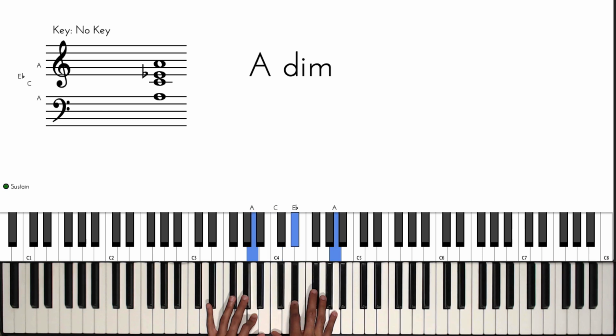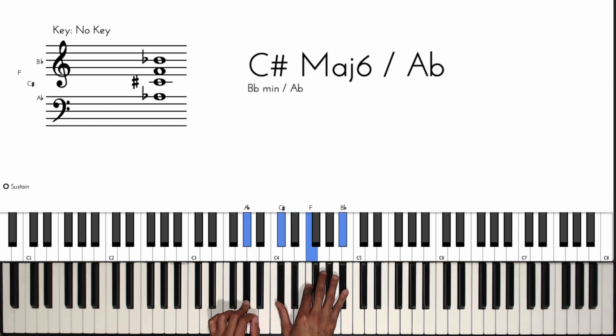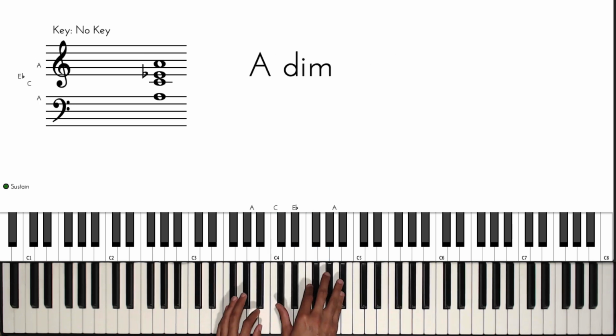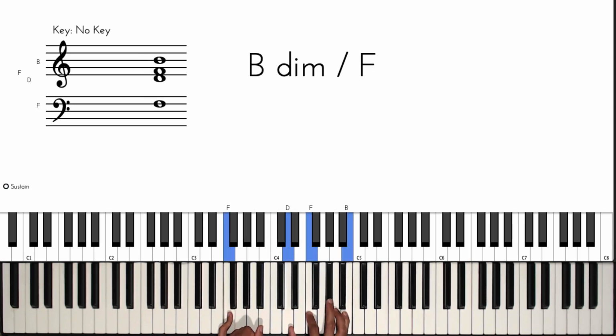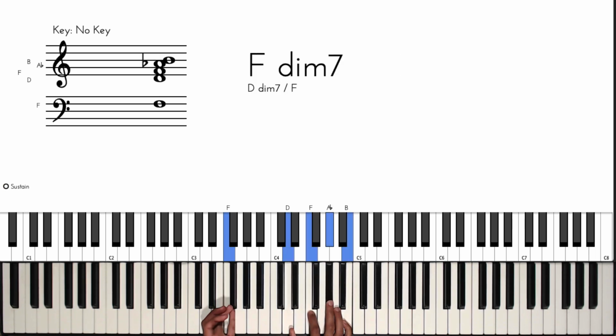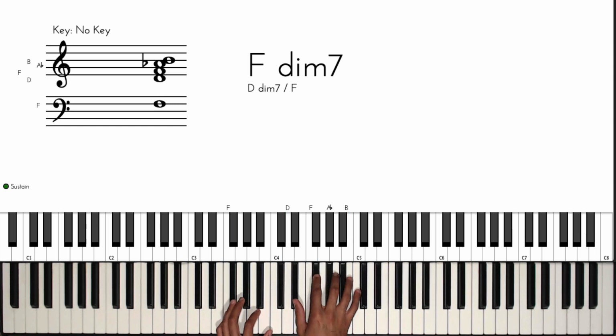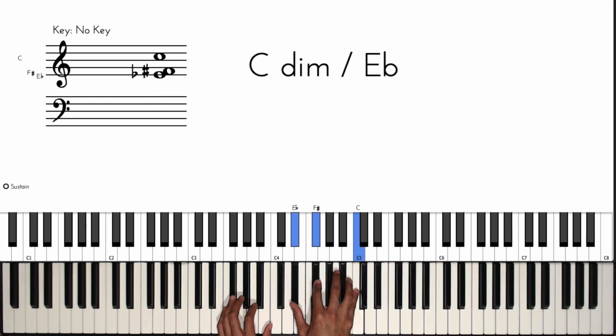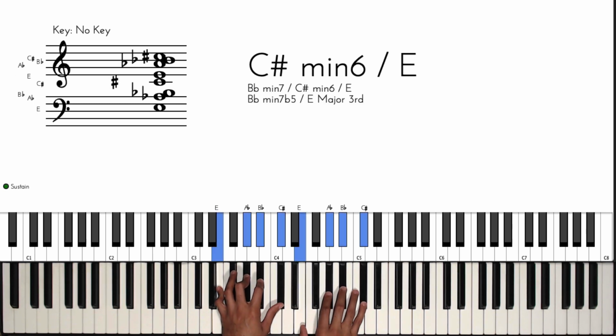So then we play this B flat over A flat, so then we play this F diminished seventh, right? Because we have the F down here. Then we play this, we can call it whichever diminished chord, but in this case it's an F sharp diminished, right? And then we finish on the C sharp minor 6 over E.